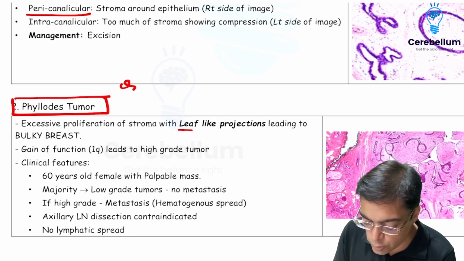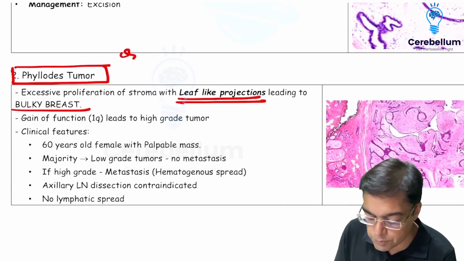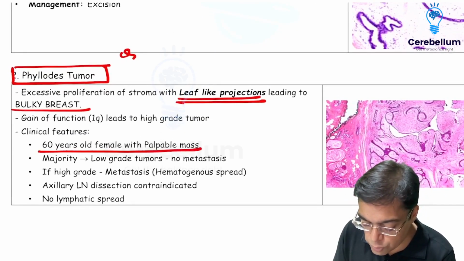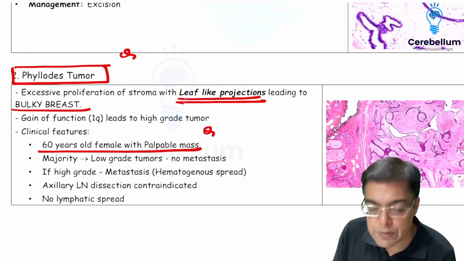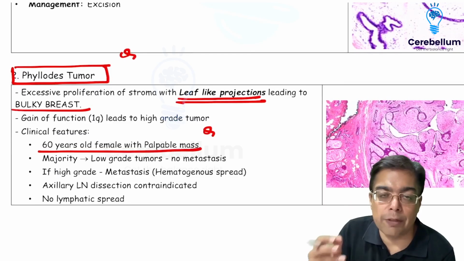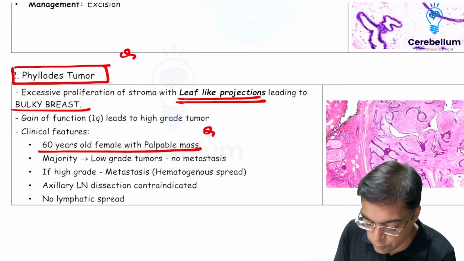This is going to be associated with a bulky breast. So leaf-like projections and bulky breast. And this can be associated with, especially in the case of an elderly lady, the presence of a palpable mass. This kind of a situation, if it is going to be high grade, may be associated with the presence of a hematogenous spread, and the term used is metastasis.